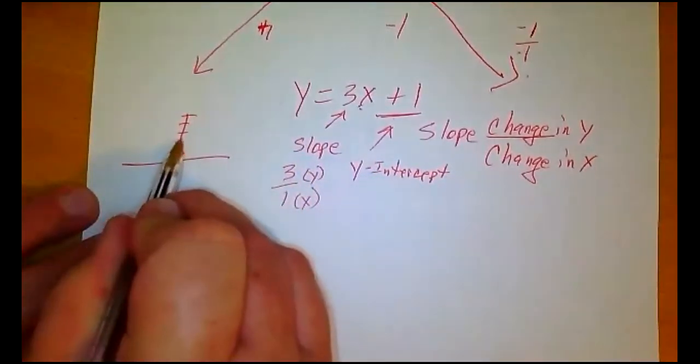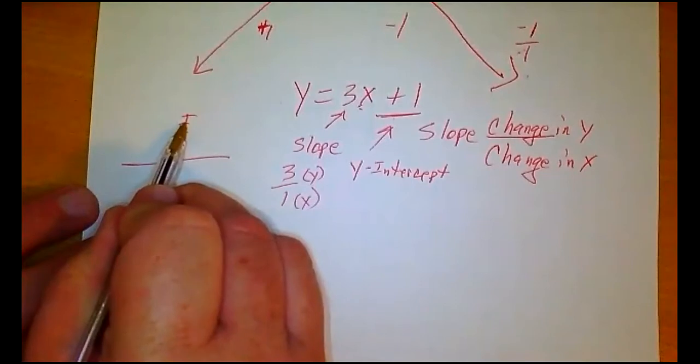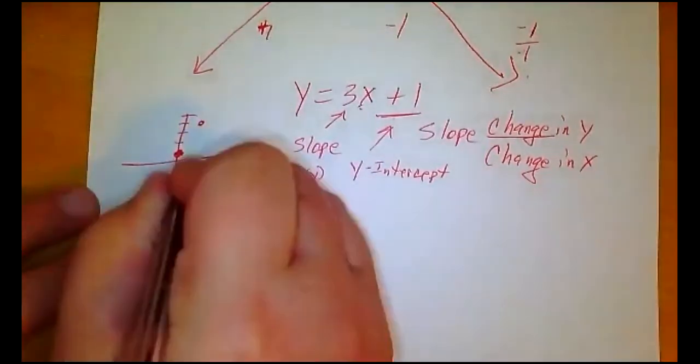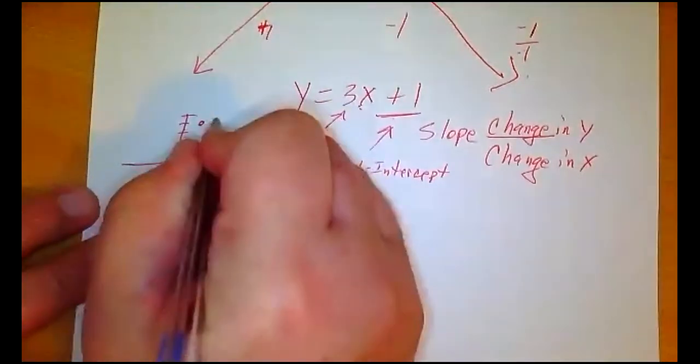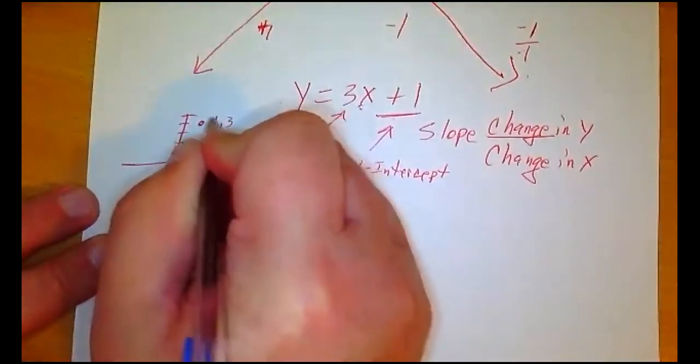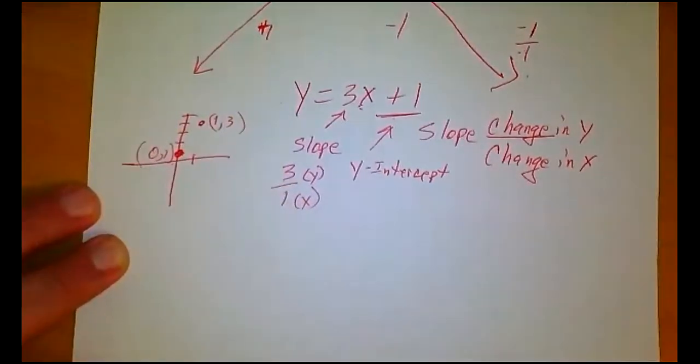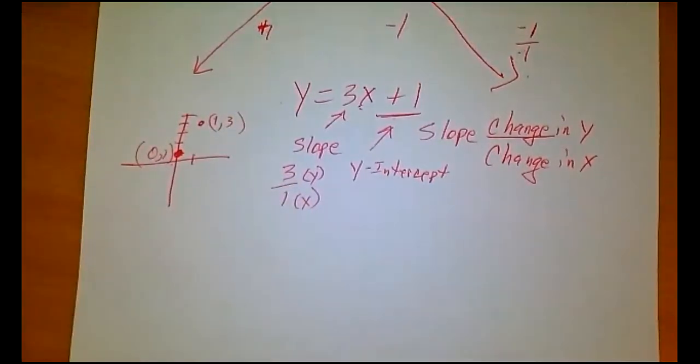So y is going to go up by 3, and it's going to go over by 1. So right now that dot is at 1, 3. And this is at 0, 1, right? Because when x is 0, y is 1.